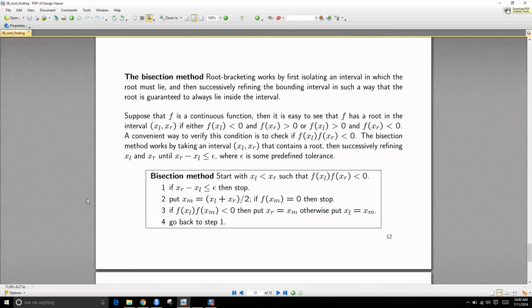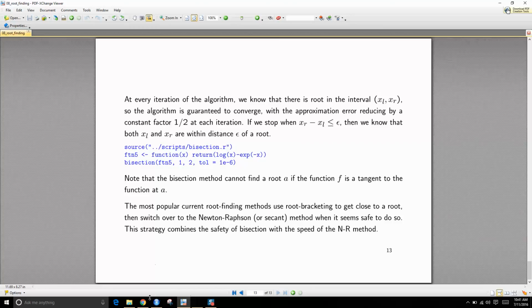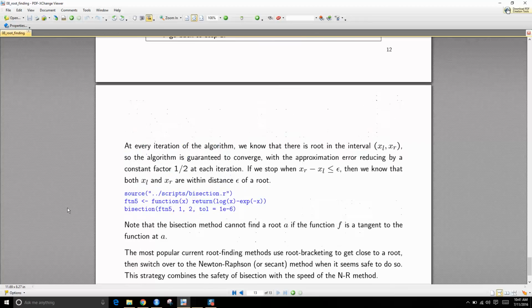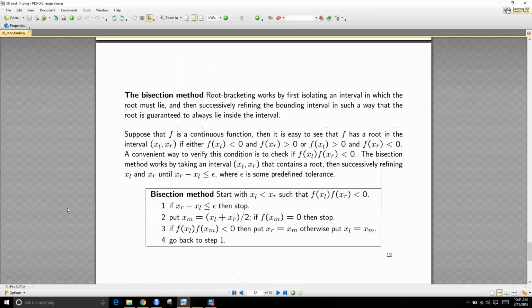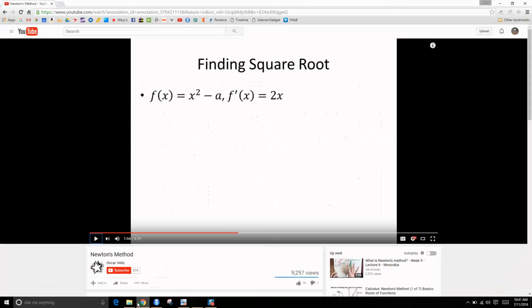The bisection method. Do we have the video for the bisection method? Let's see, where's this guy's video on the bisection method?